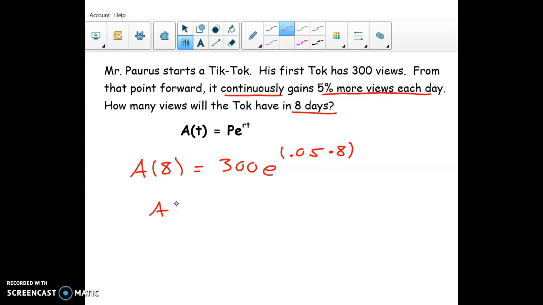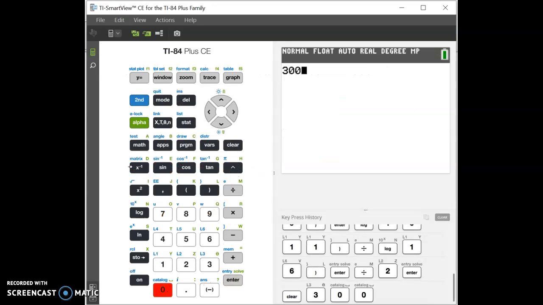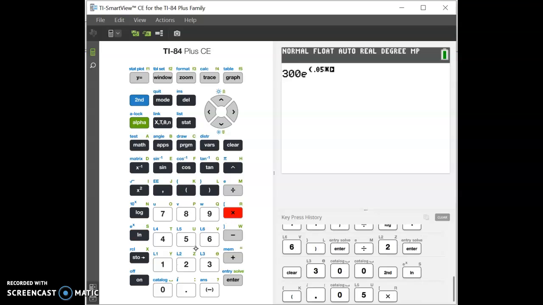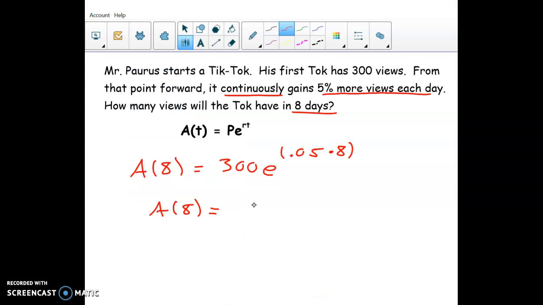Okay, so now I'm just going to crunch all that on my calculator. So I'm going to do 300, and then second and the e to the x key right here. And then you probably don't have to use parentheses if you have my calculator like this, but I'm going to do it just to be safe. 5% times 8. Okay, and we can see that if you round to the nearest view, that'd be 448 views. Right, so we'd have 448 views at the end of 8 days, so not too bad.